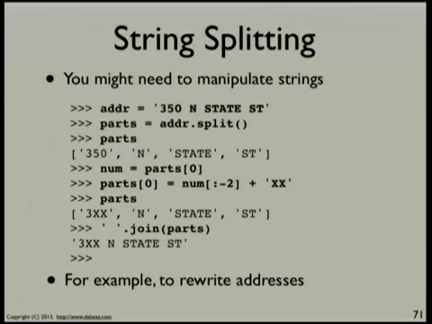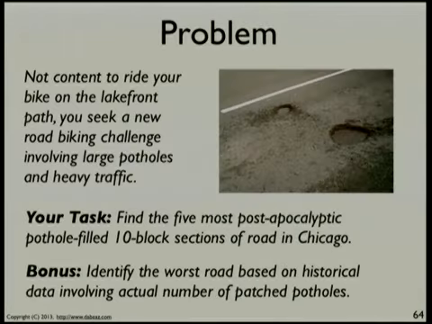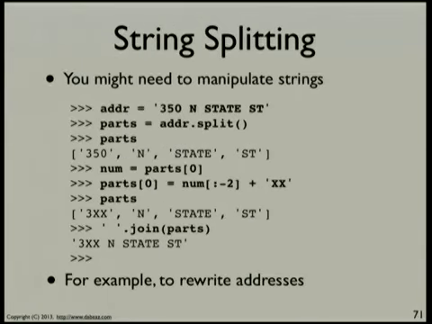And then in addition to this, you might have to do some things with strings. If you go back to the problem statement, I actually wanted you to find the most pothole-filled 10-block section of road. I don't want to ride my bike on just 1 block. That's not extreme enough, right? I need like a 1 mile stretch, or a big stretch of road. So you're going to have to do a little bit of hacking of street addresses to figure that out.